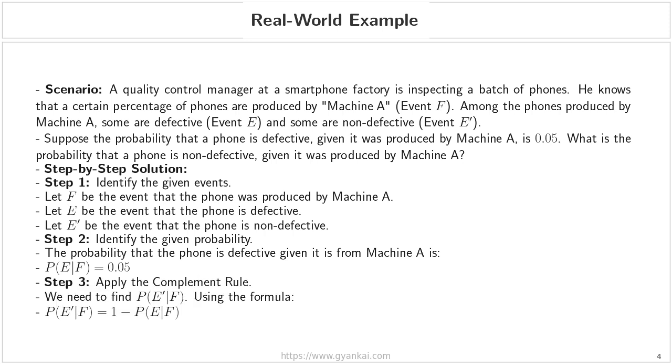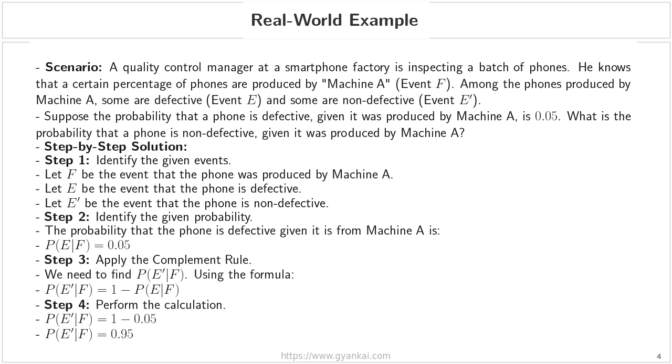Step 3, now we apply the complement rule we just learned in the previous slide. We are looking for the probability of E prime, given F. To find this, we use our formula. The probability of E prime, given F, equals 1 minus the probability of E, given F.